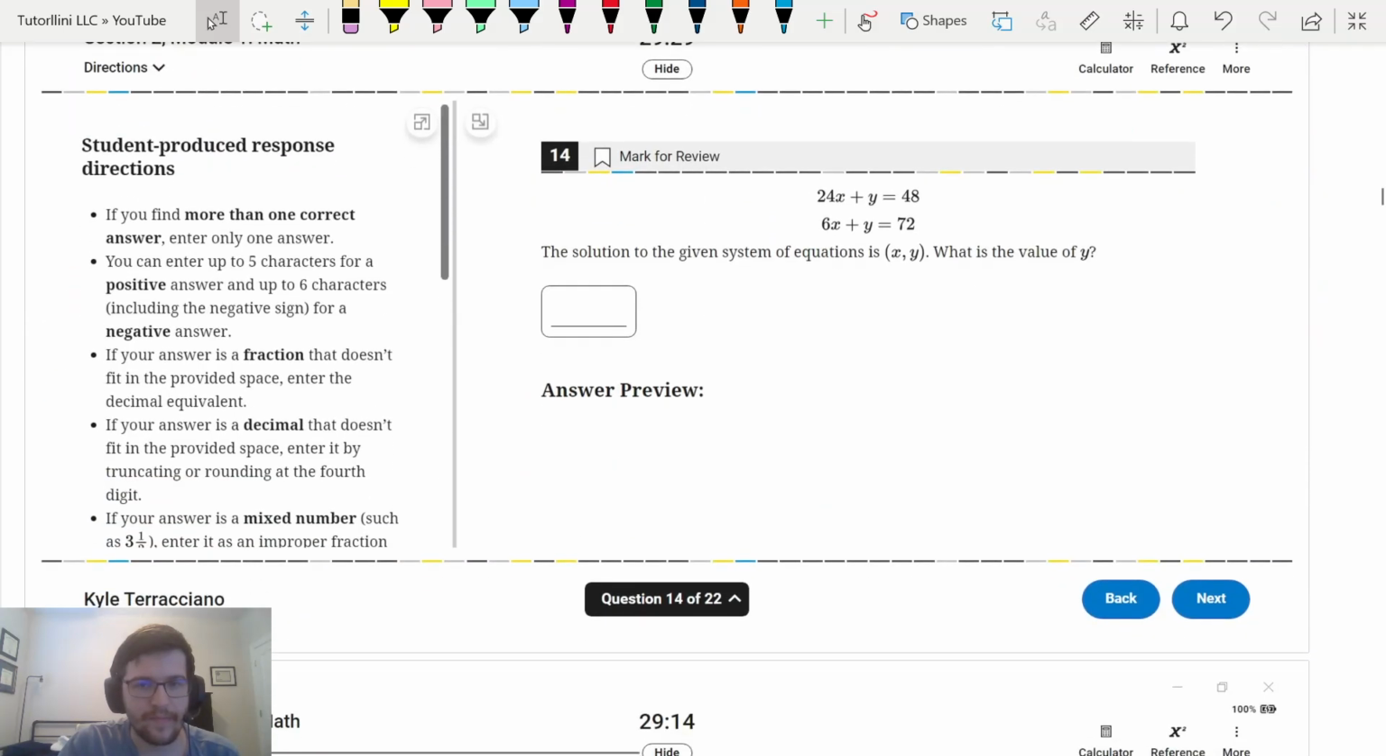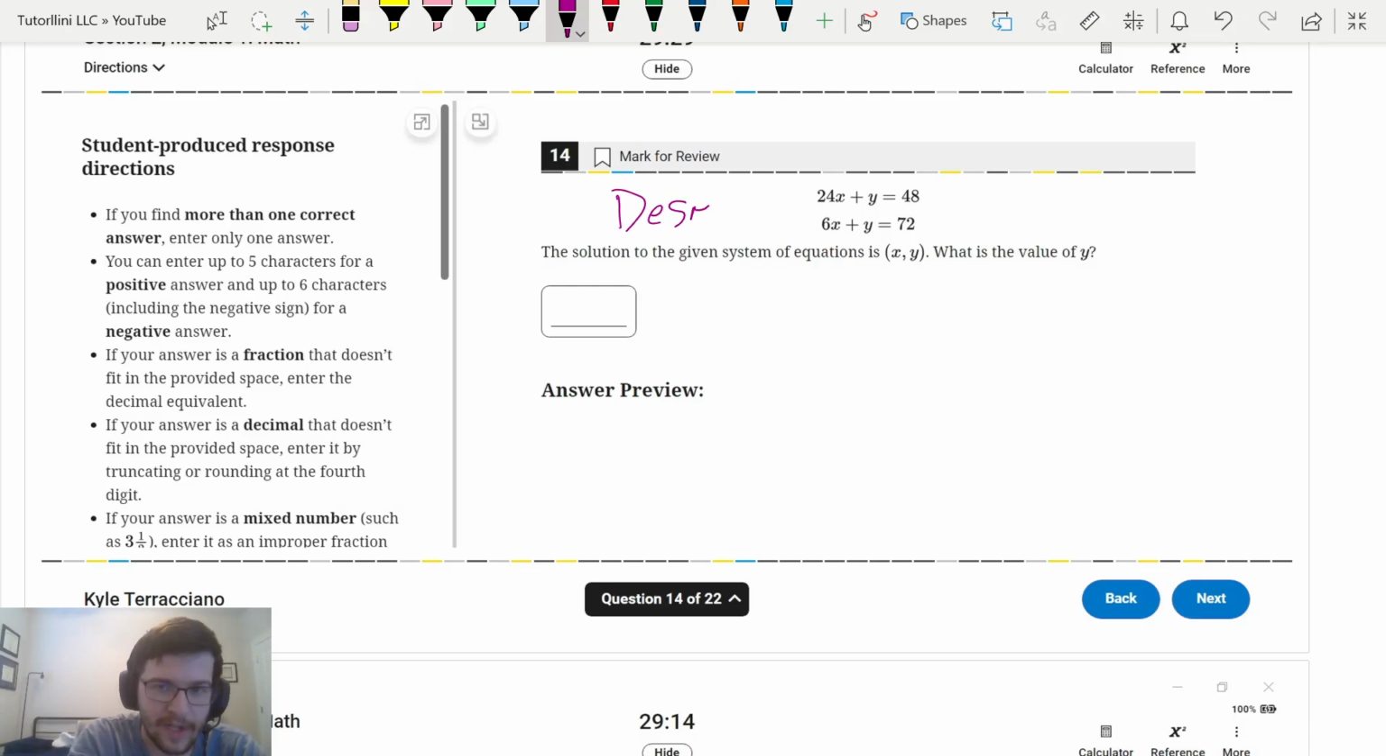Let's keep going. All right, we got another system of equations. Man, this is great for Desmos. This is phenomenal for Desmos. We'll get the answer in 2 seconds in Desmos. So let's go to Desmos.